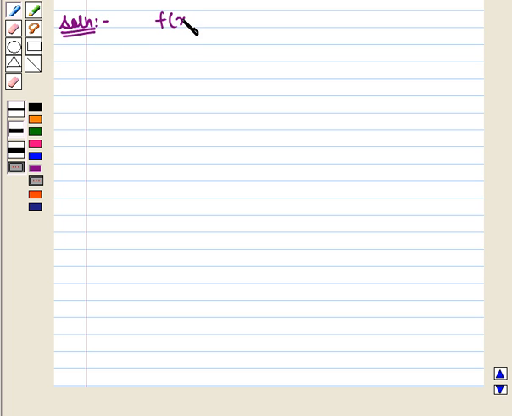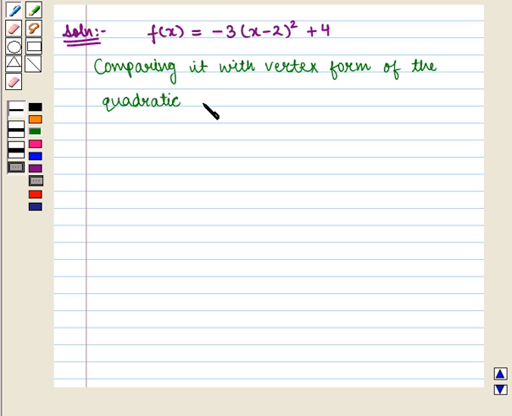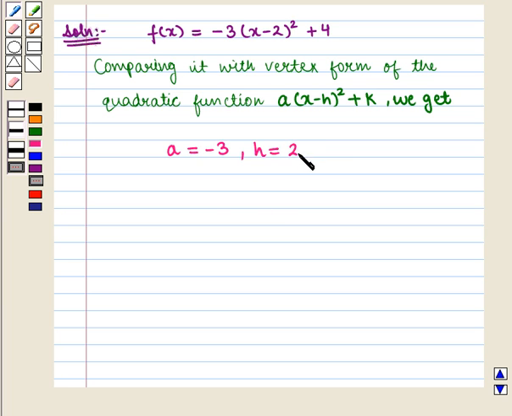Here we are given the function f(x) = -3(x - 2)^2 + 4. Now, comparing this function with the vertex form of the quadratic function, that is a(x - h)^2 + k, we get a = -3, h = 2 and k = 4.